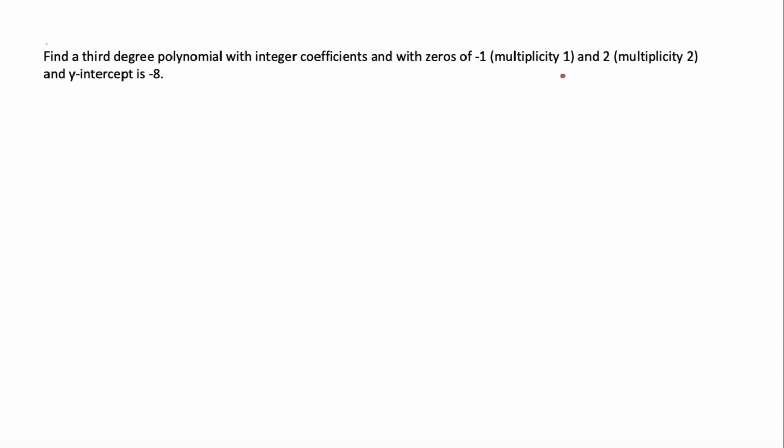Because of the multiplicities. Right, so we know that x equals -1 is one of our solutions, but also notice that x equals 2 with multiplicity of 2, right? So we could write it twice like this if we wanted to. Now the y-intercept of -8, we'll deal with that a little bit later, okay? So let's get the factors.